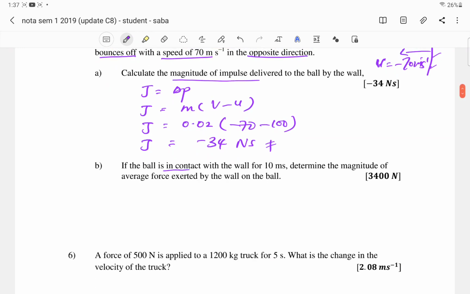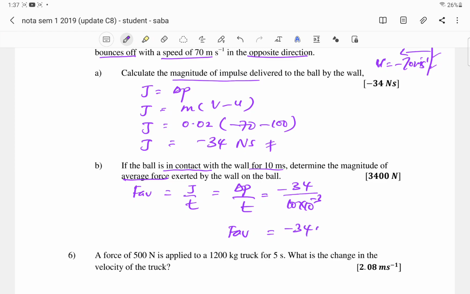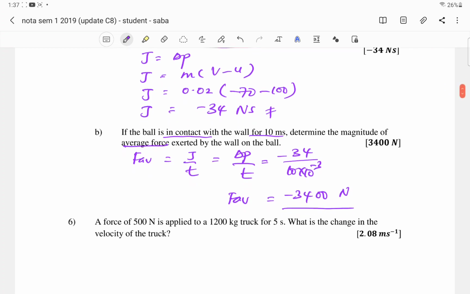For b, if the ball is in contact with the wall for 10 milliseconds, determine the magnitude of the average force. So F average equal to J over T. J kita tahu sama dengan delta P over T. Delta P ni ada negative 34, sama macam impulse tadi. T is 10 times 10 power of negative 3. So F average equal to negative 34 itu. Okay. So kalau kita tak letak negative tak apa, kita just dapatkan dia punya magnitude.